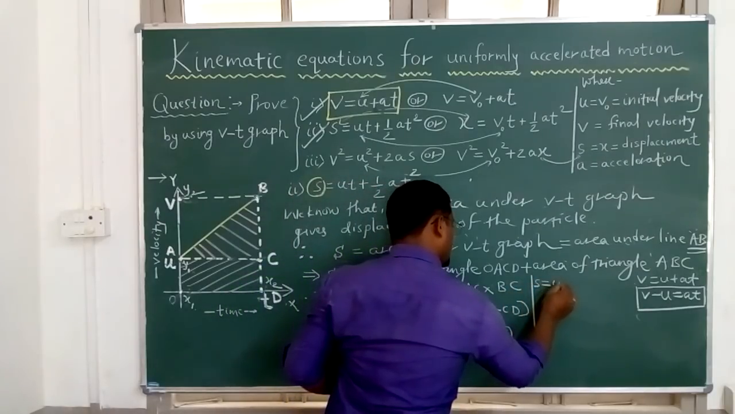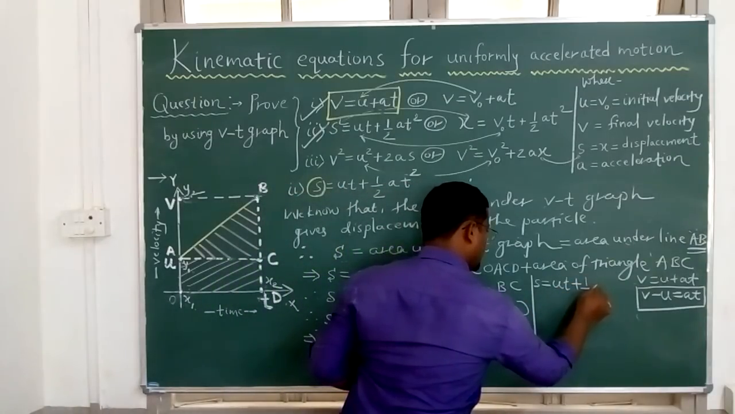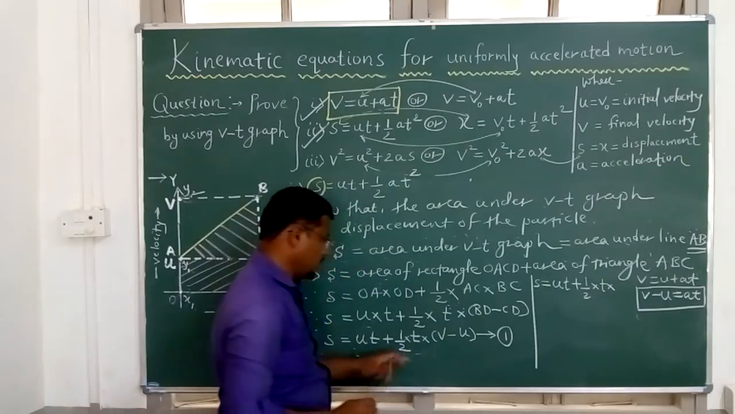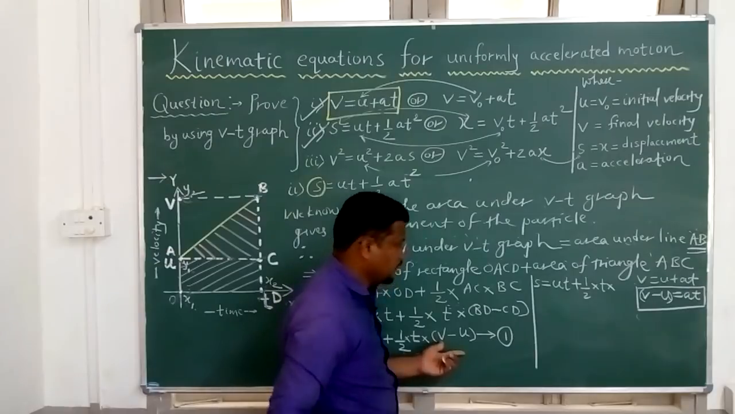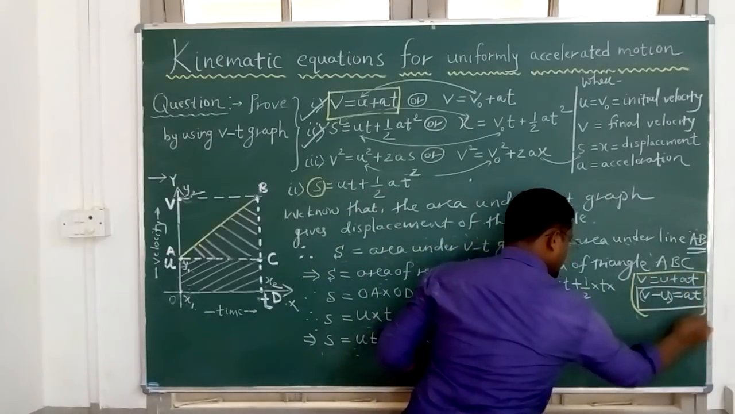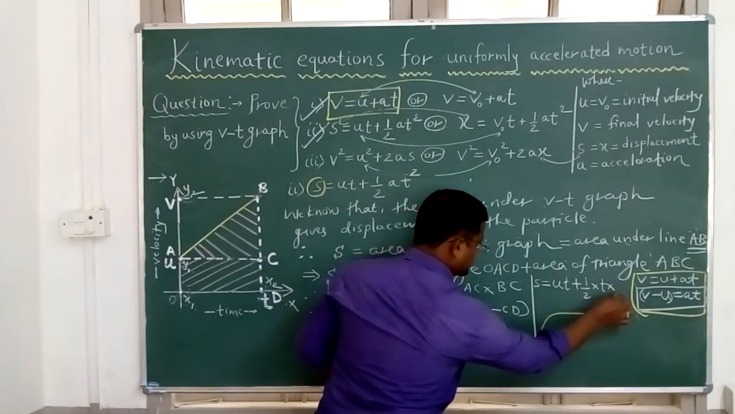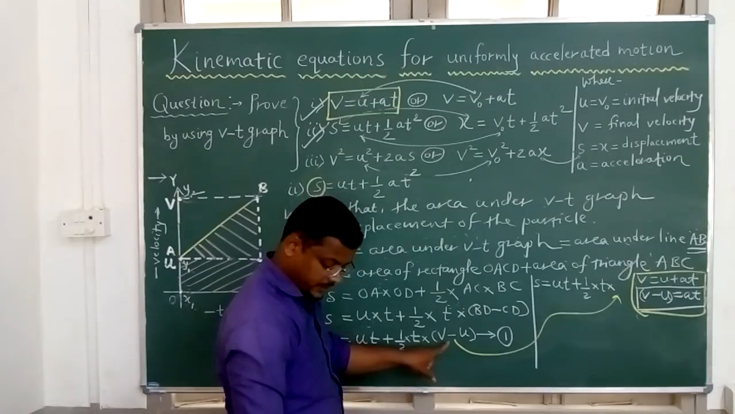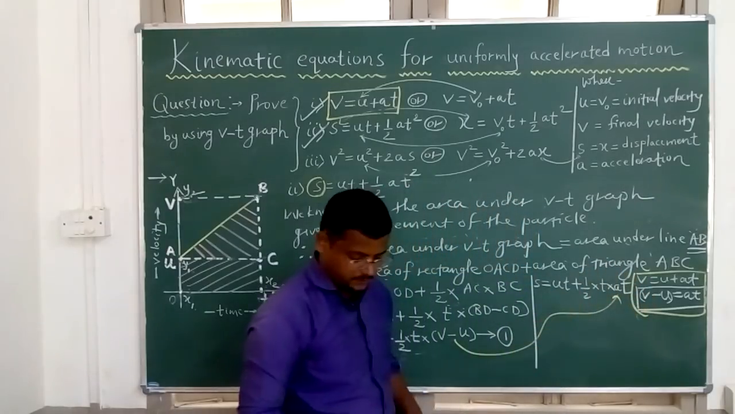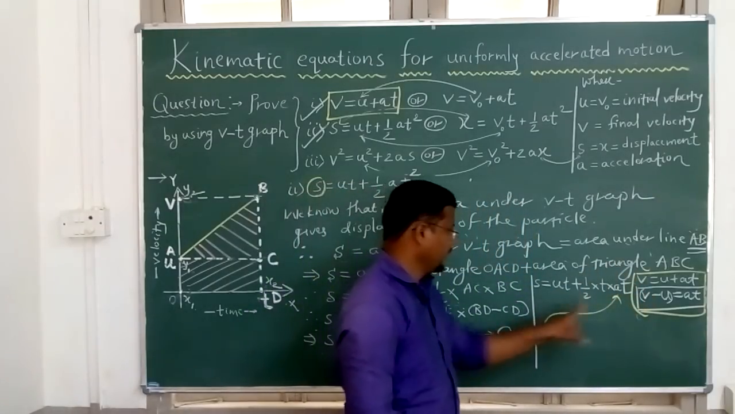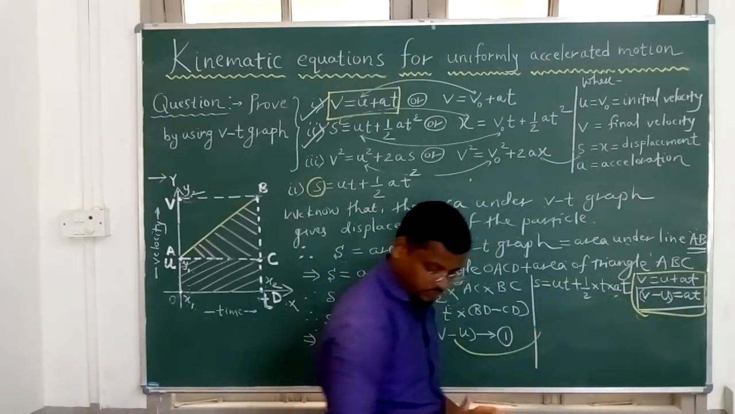What I can write here? S equal to U into T plus half into T into V minus U. And what is V minus U by my this equation, right? Can I substitute here? V minus U is nothing but A into T, which is nothing but my proof here. You go by this, V minus U is equal to A into T here. Okay, this gives my answer.